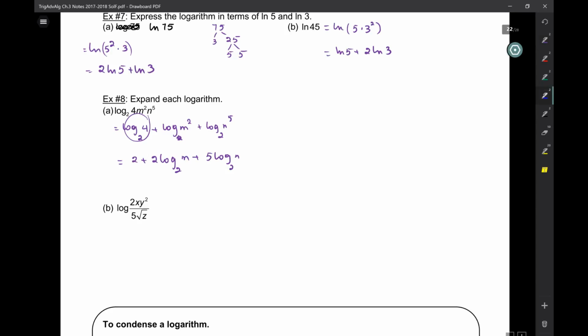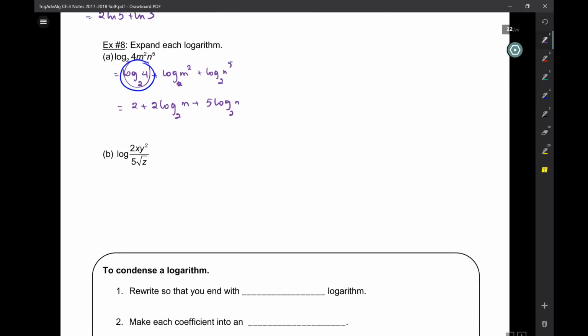This 2, which one? The first 2 or the second? The first 2. So this one, it's asking you 2 to the power of what gives you 4, and that's just 2. Let's see if we can do this in one shot, this next one. Everything on top is going to be added, right? So log of 2 plus log x plus what? Minus log 5, plus or minus? Minus. Guys, you're awesome. Okay? Fantastic.